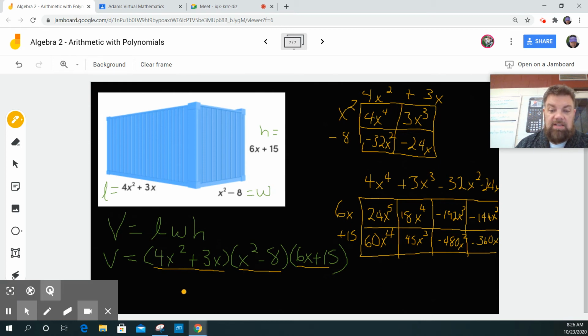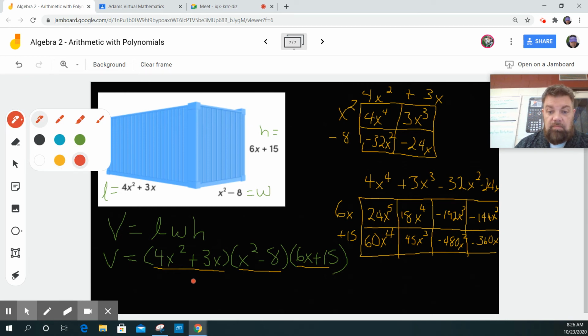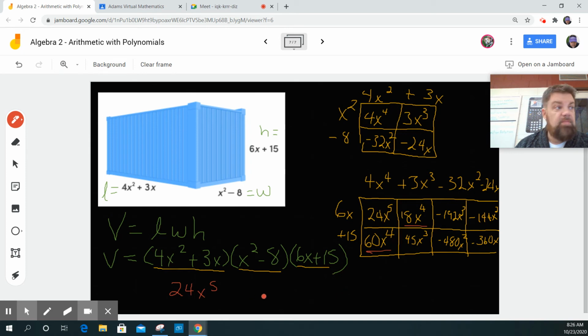So now we're going to combine like terms. So I'm going to end up with 24 x to the 5th. Then, those are like terms, so that would be 78x to the 4th, because 60 plus 18 is 78. Then on the next one, I'm going to have a negative. So I have negative 192 plus 45. That is negative 147 x to the 3rd.